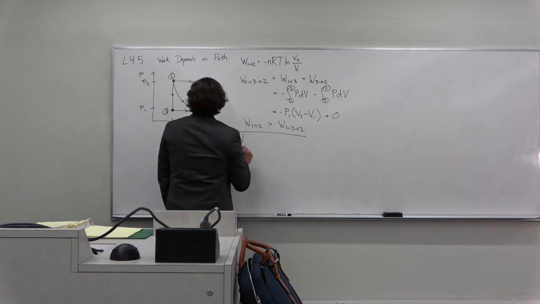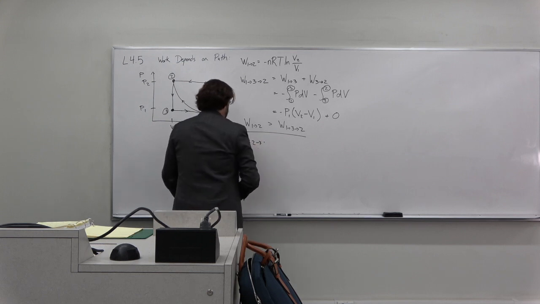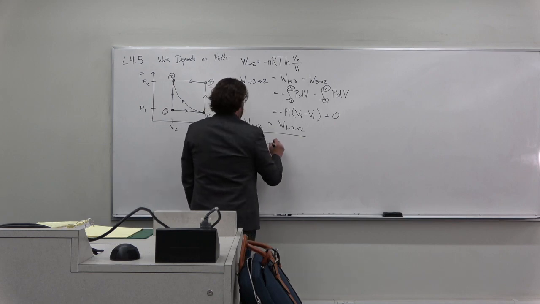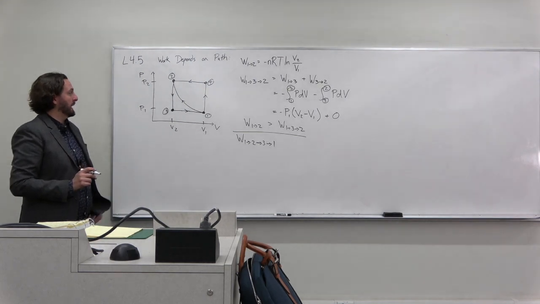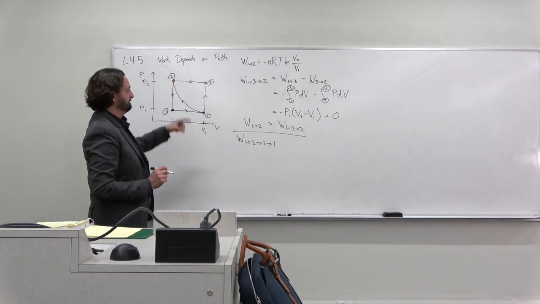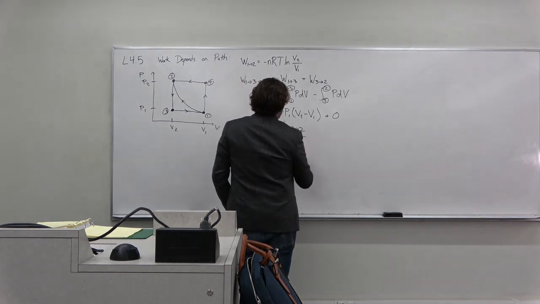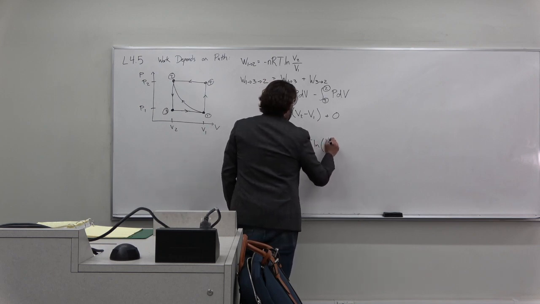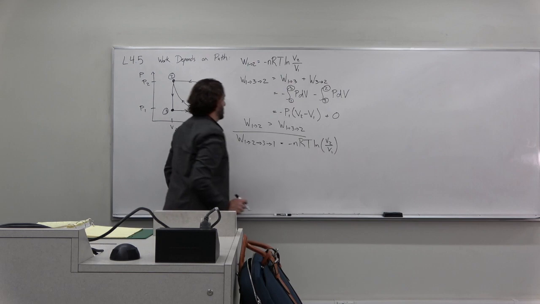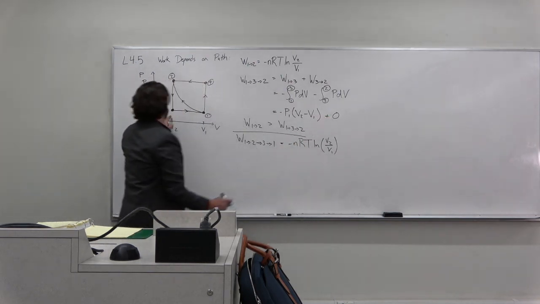So what if I go from 1 to 2 to 3 to 1, right? Well, we actually have all the components we need to do that. So we have 1 to 2. That would be, again, minus nRT log V2 minus V1. From 2 to 3 is 0, right? Because dV was 0.